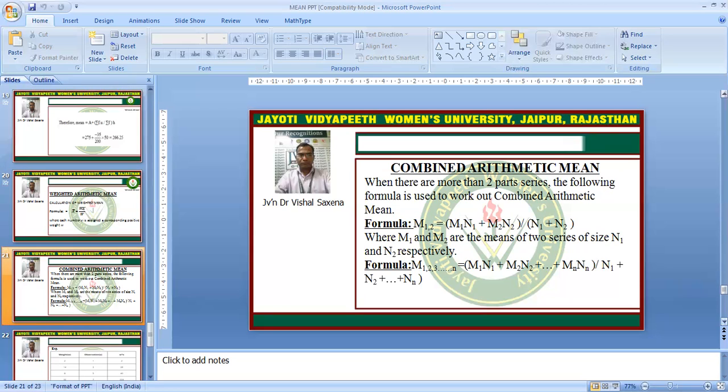So in this way we have this formula for the combined arithmetic mean, and if we have more than two series, suppose we have n series, then this mean is given by m1 n1 plus m2 n2 plus till mn nn upon n1 plus n2 plus n3 plus till nn.